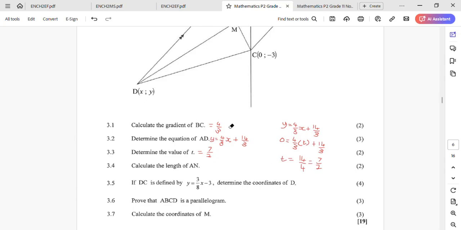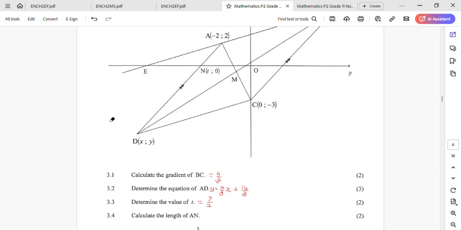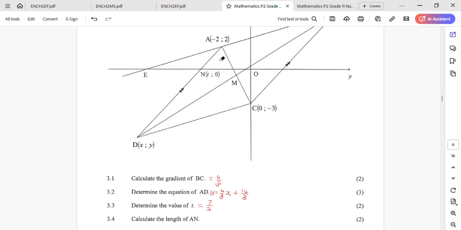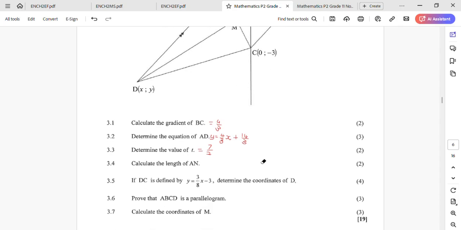Let me erase this for space purposes. Okay. Calculate the length of AN. So calculating the length of AN. Just a minute.